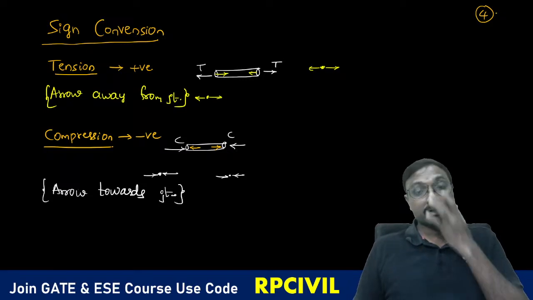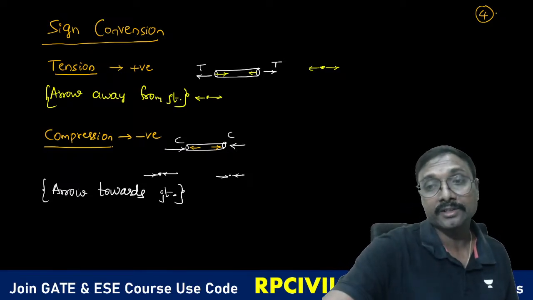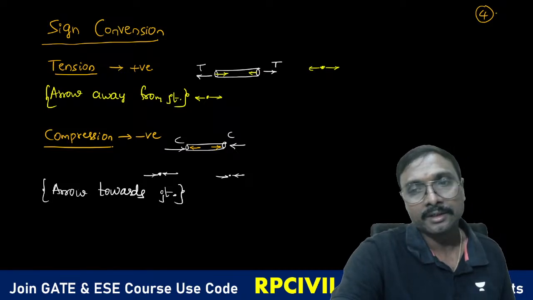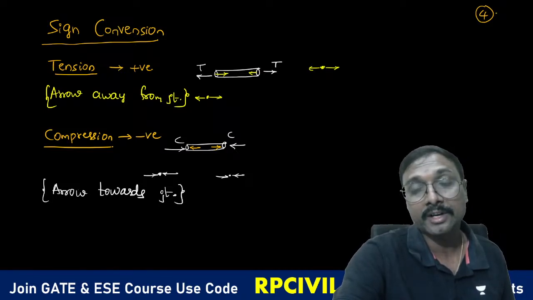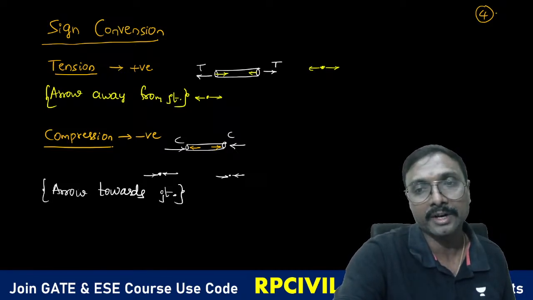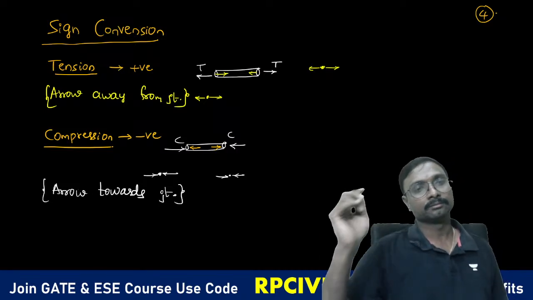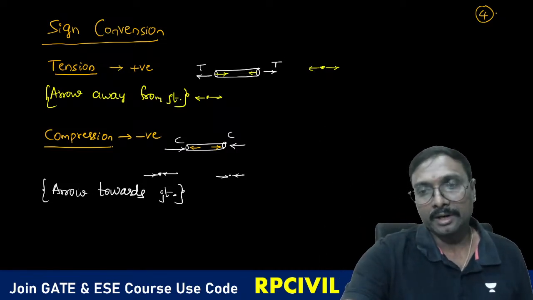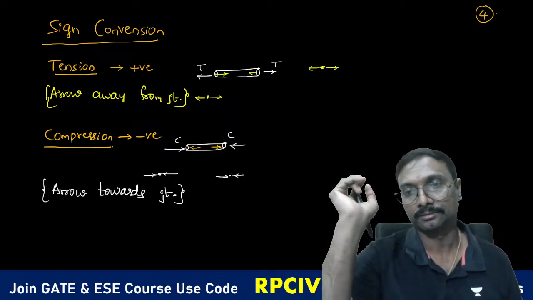Got it? Arrow away from the joint is taken as tension. Arrow towards the joint is taken as compression. Note this and tell me. Clear, everyone, the sign convention? Note and tell me.